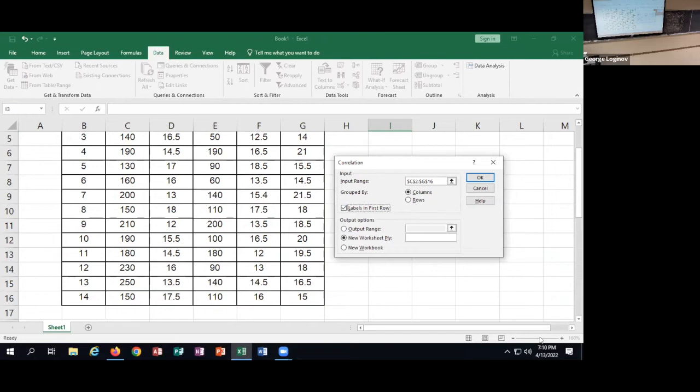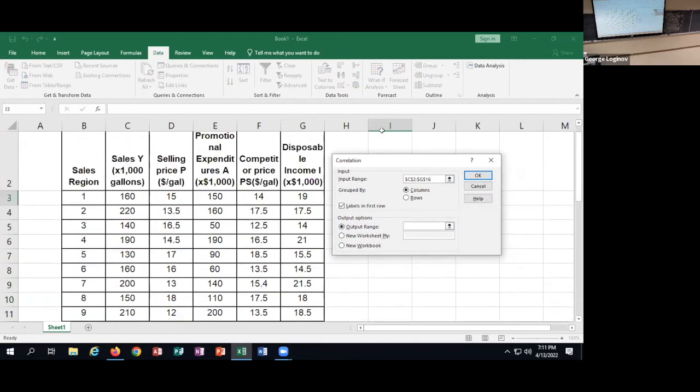So for the input range, just select your whole data set, excluding the first column where it just has the IP numbers for each. Yeah. You kept the titles too? Yeah, because then you can say labels in the first row. And then it's going to give you the titles instead of saying variable 1, variable 2, variable 3, and so on. Okay. And for the output range, I'm going to select some cell just slightly to the right, because that's where I have space. Okay, can I press OK?